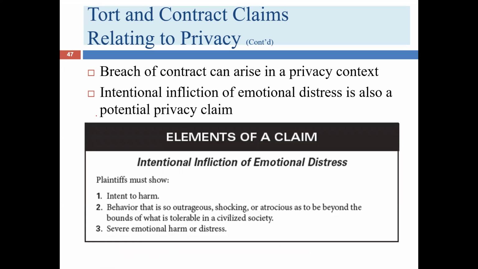And in addition to privacy situations, we can also have a breach of contract that can arise in a privacy context. And we also have intentional infliction of emotional distress, which can have potential privacy claims. When you have an intentional infliction of emotional distress, the defendant, the person who's being sued, has to have intended to harm, and the behavior has to be extremely outrageous. And it does have to actually cause severe emotional harm.